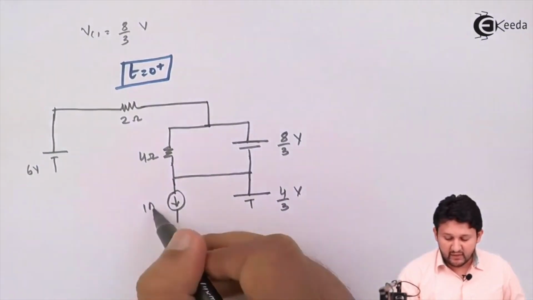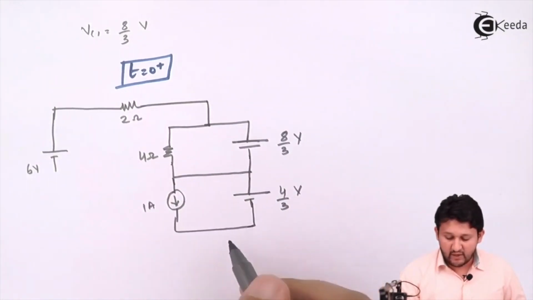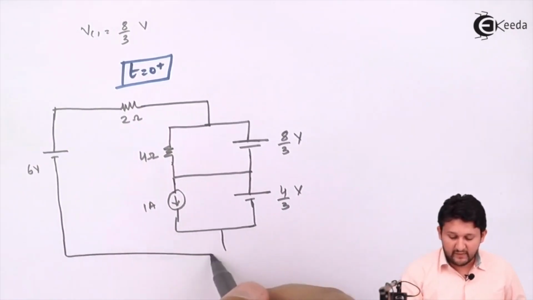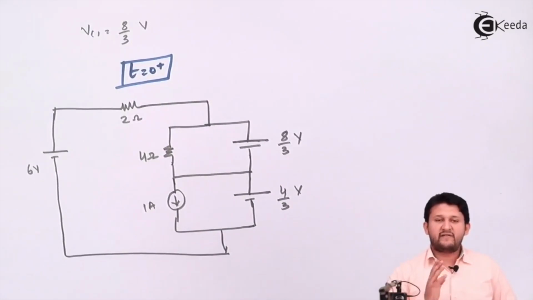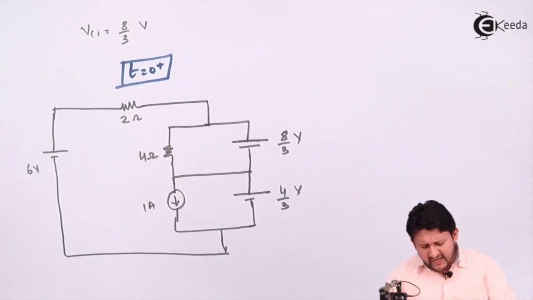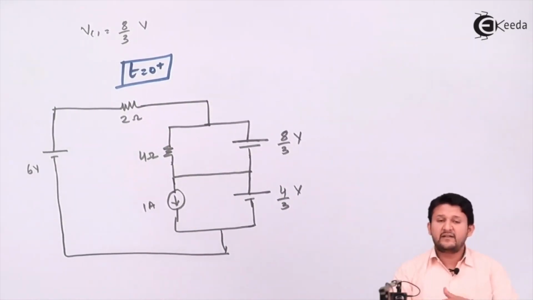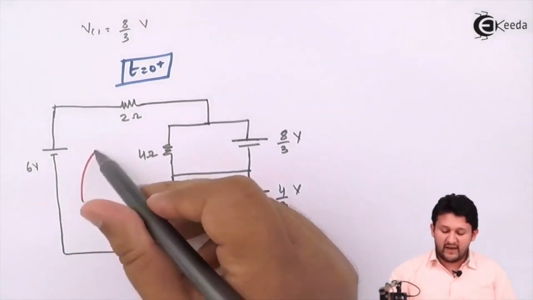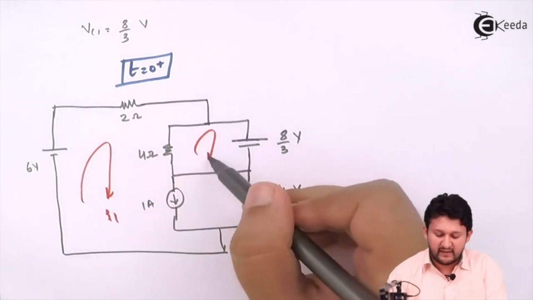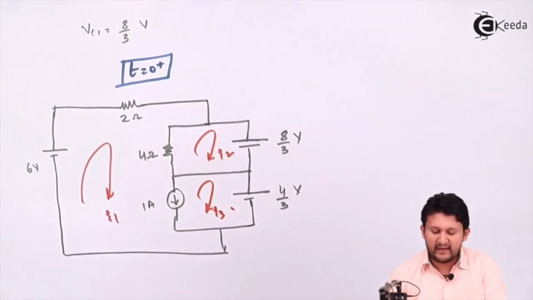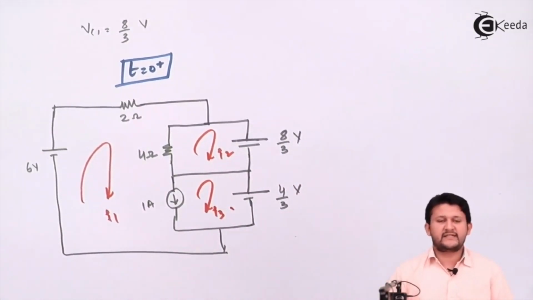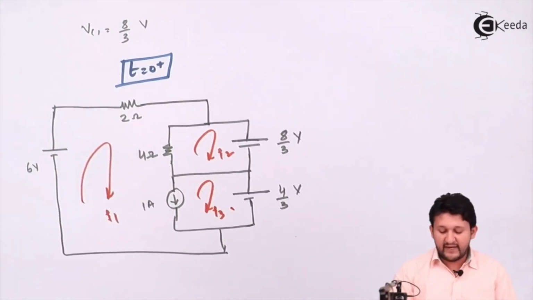For the inductor you will be having a current with a value of 1 ampere, and this will be your circuit at t equal to 0 plus. And it was said find the loop current. When it was said find the loop current, that means I had 3 loops in this circuit, so I need to get 3 values. My first will be I1, second value will be I2, my third value will be I3. So let's find the value for I1, I2 and I3.